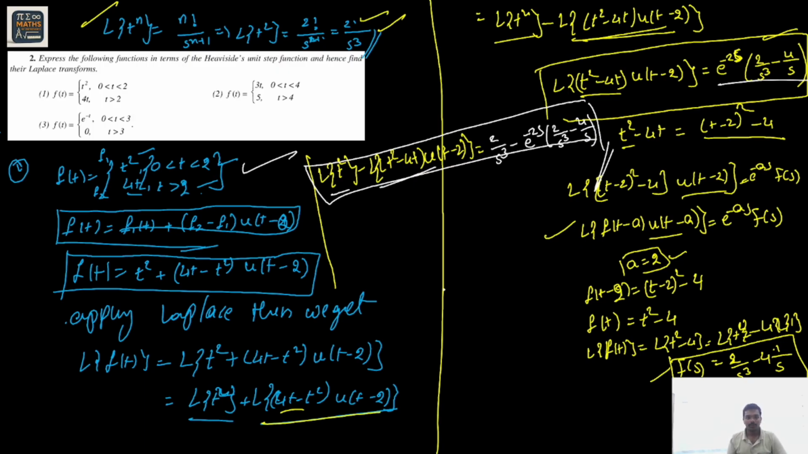Now we see one more problem. Now we see the third problem. You just try the second problem. f of t is equal to e power minus t for 0 less than t less than 3, and 0 if t is greater than 3. This is f1, this is f2.